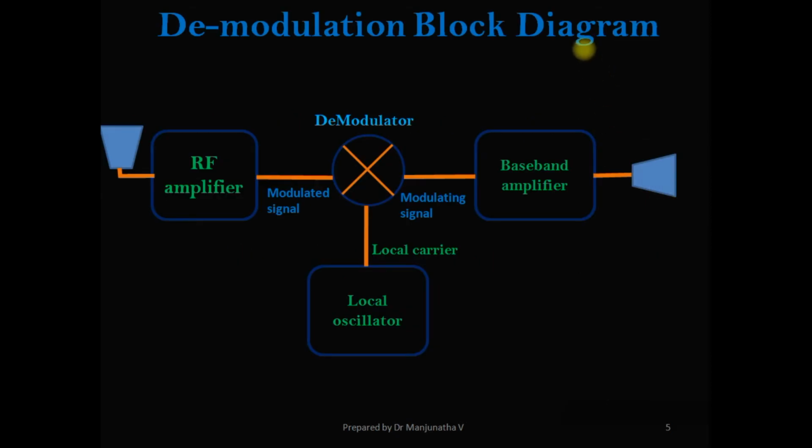This is the block diagram of the demodulator. The signal received by the antenna is sent to the RF amplifier. That signal is the modulated signal. This is then sent to the demodulator, and the signal is demodulated in this stage. Afterwards, the audio signal, or the modulating signal, is sent to the baseband amplifier and then to the speaker.